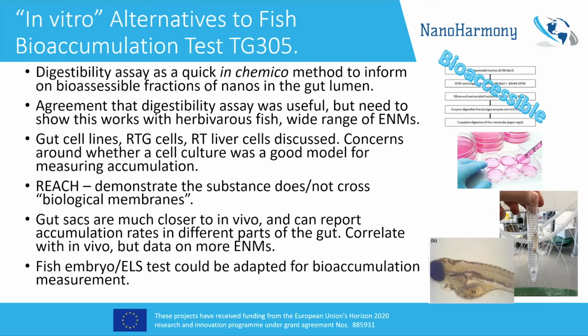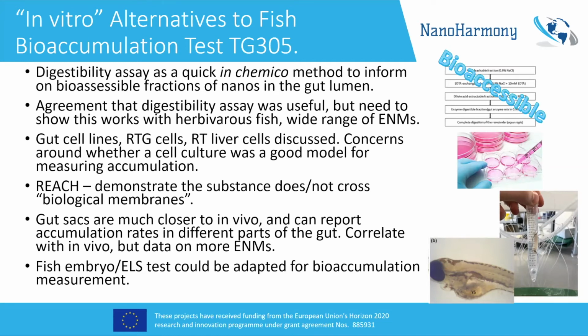But there was also a discussion about expanding the data sets to cover herbivorous fish, because in the TG305 there are a choice of fish species, and most of the data we have is on rainbow trout and other carnivorous fish. So could we do a herbivore like a carp or something else to see how that works as well? So quite a useful discussion on those bioaccessible fraction type assays.